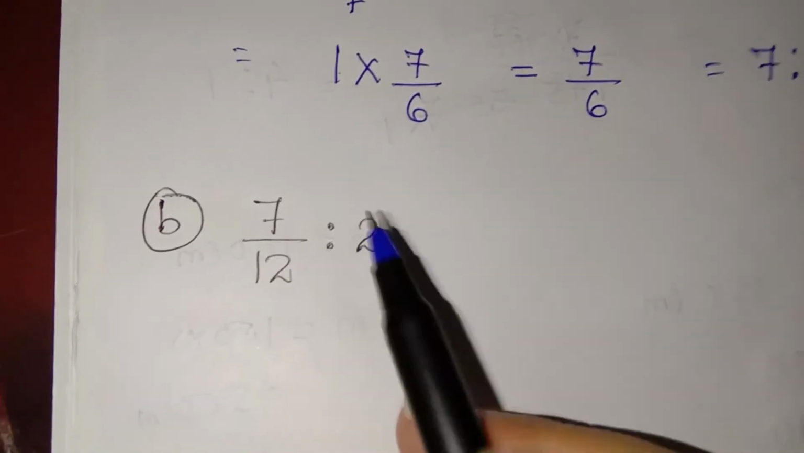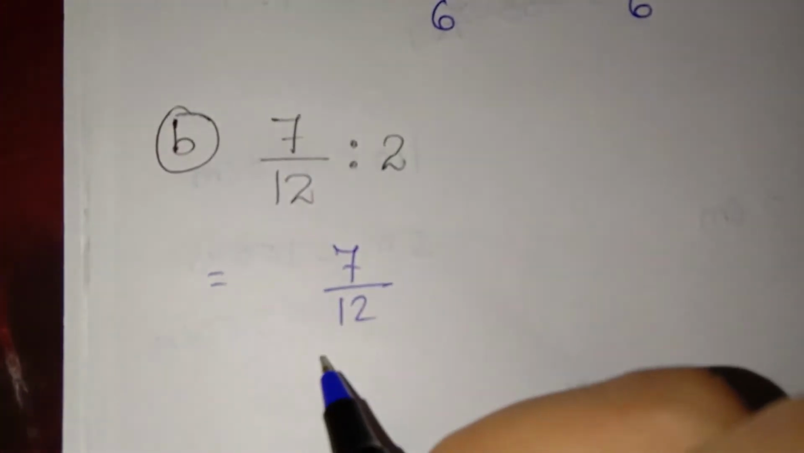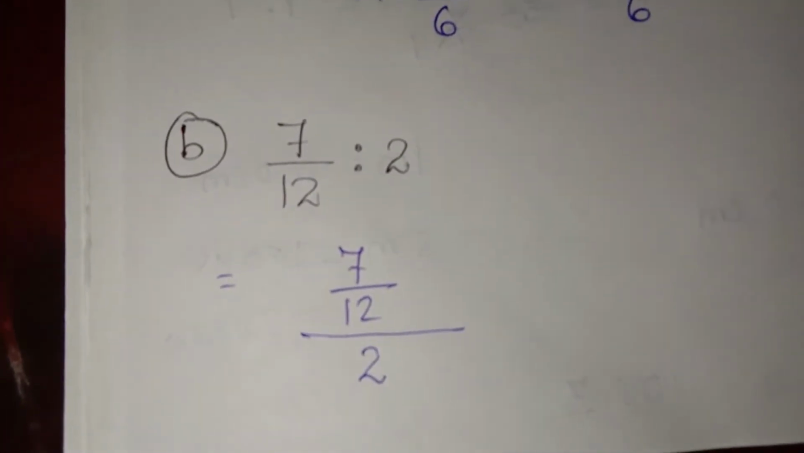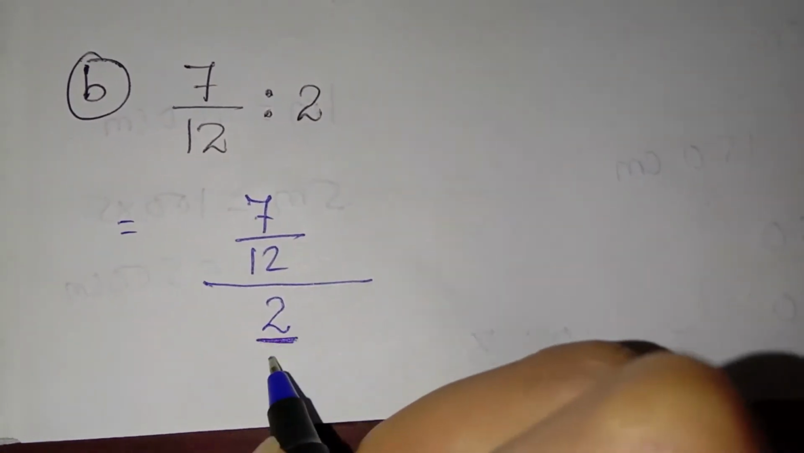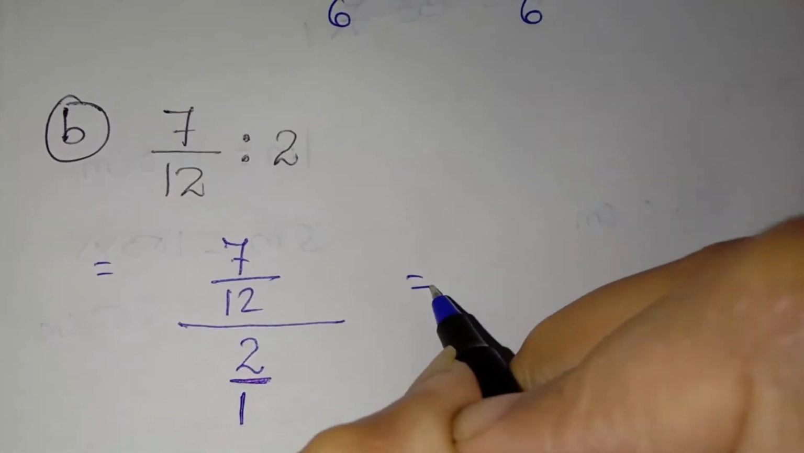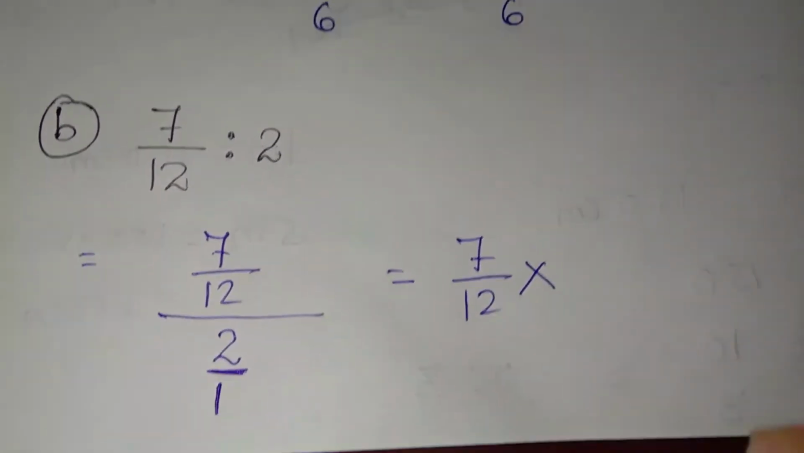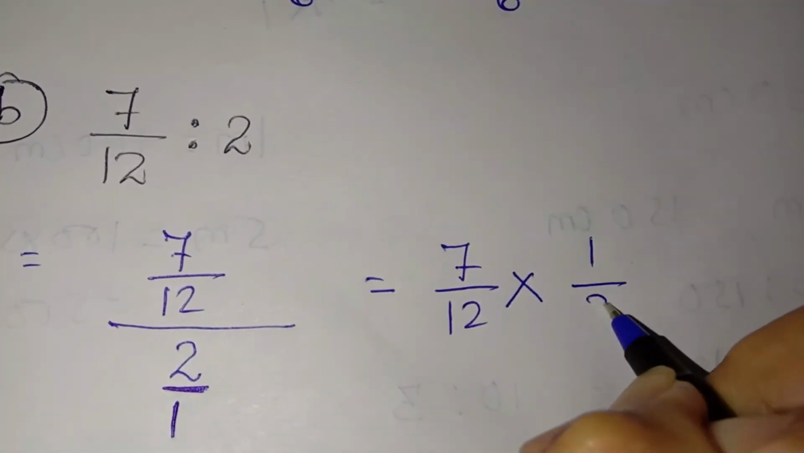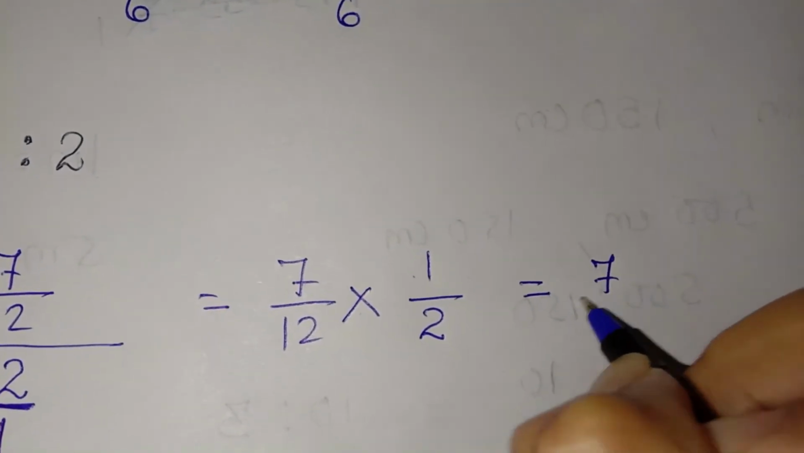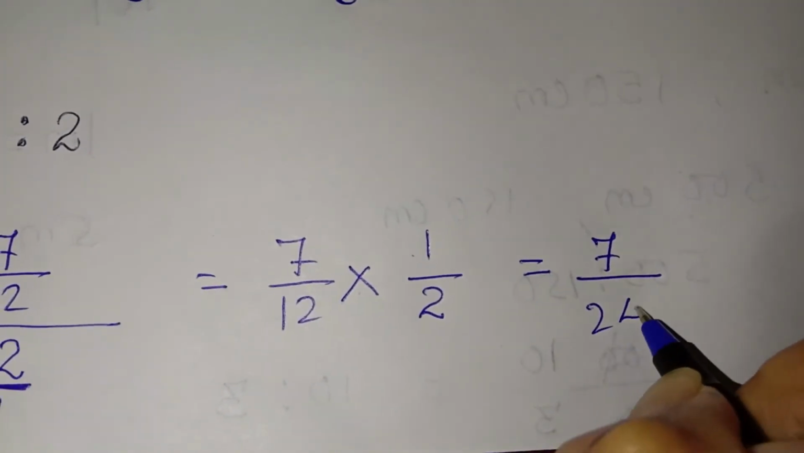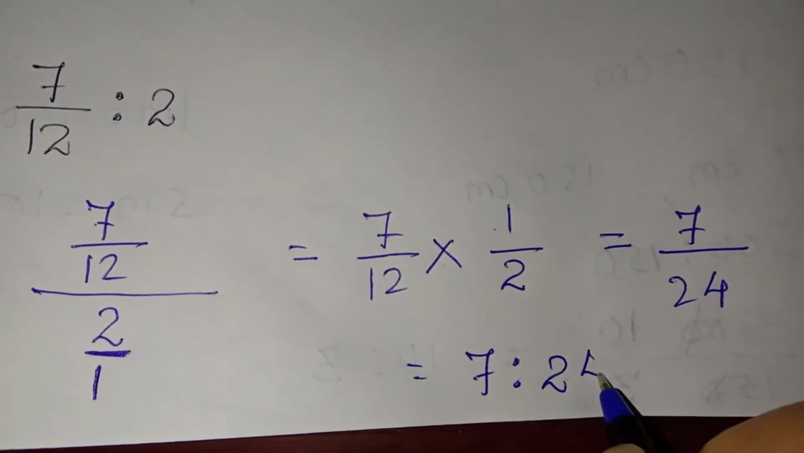Next is 7 by 12 is to 2. So 7 by 12 divided by 2. Whole divided by 2. In place of denominator we can write here 1. Now whenever we write multiplication here, this fraction will become reciprocal, 1 by 2. Now we have to multiply here. 7 into 1 is 7, 12 into 2 is 24. So answer is 7 is to 24.